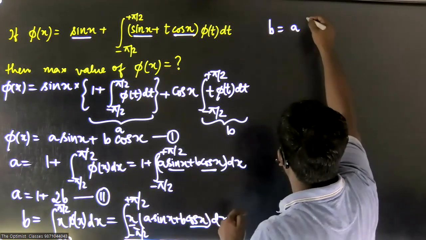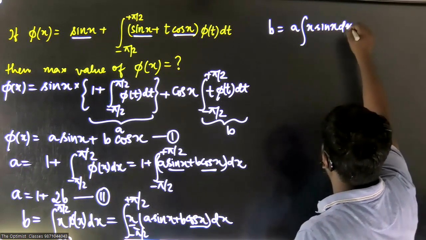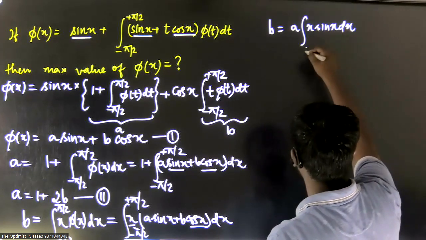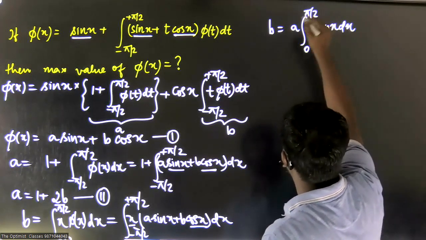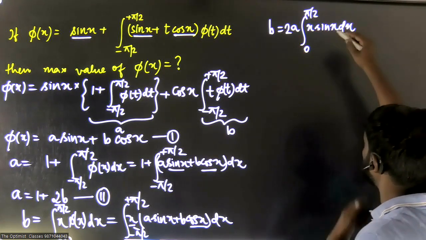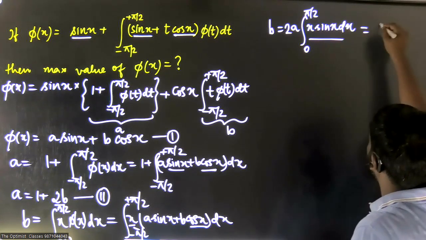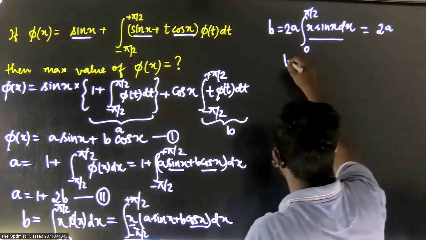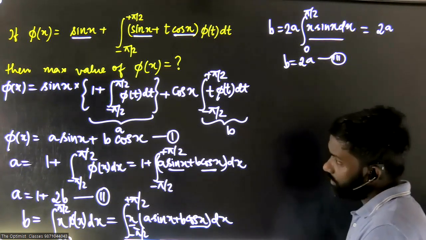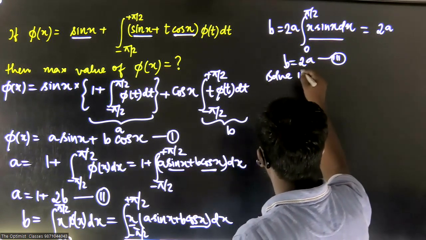Here we get b is equal to, a will come outside, and we get here a sin x and dx. The limit is minus pi by 2 to pi by 2, because this is an even function, so we can write it as 0 to pi by 2 and multiply by 2. If you do this integration by parts, I think this integration will give you 1. So we get here 2a, so we have obtained b is equal to 2a. This is our third equation, so let's solve the second and third equations.